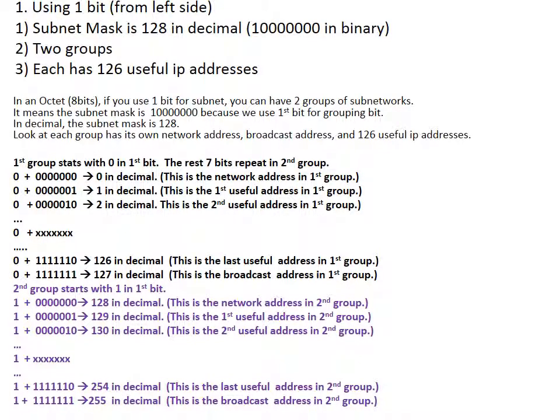In an octet, 8 bits, if you use 1 bit for subnet, you can have 2 groups of subnetworks. It means the subnet mask is 10000000 because we use the first bit as the grouping bit. In decimal, the subnet mask is 128. Look, each group has its own network address, broadcast address, and 126 useful IP addresses.